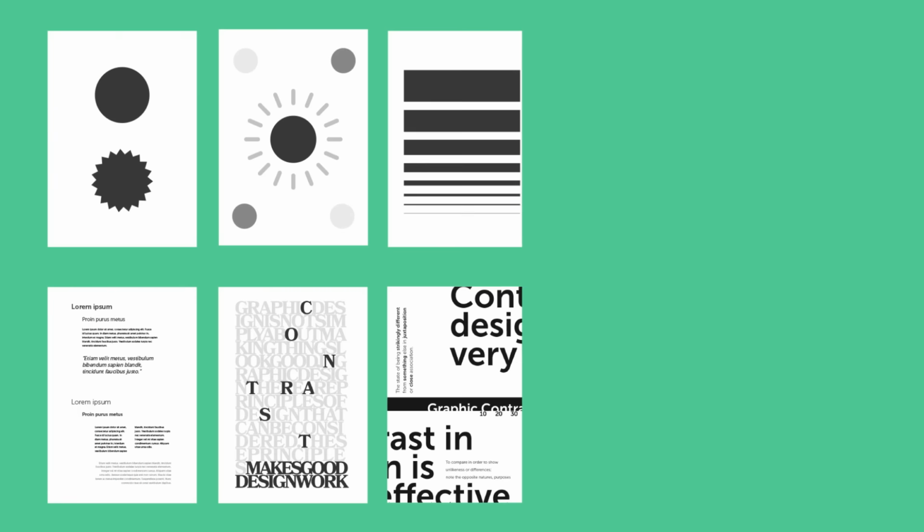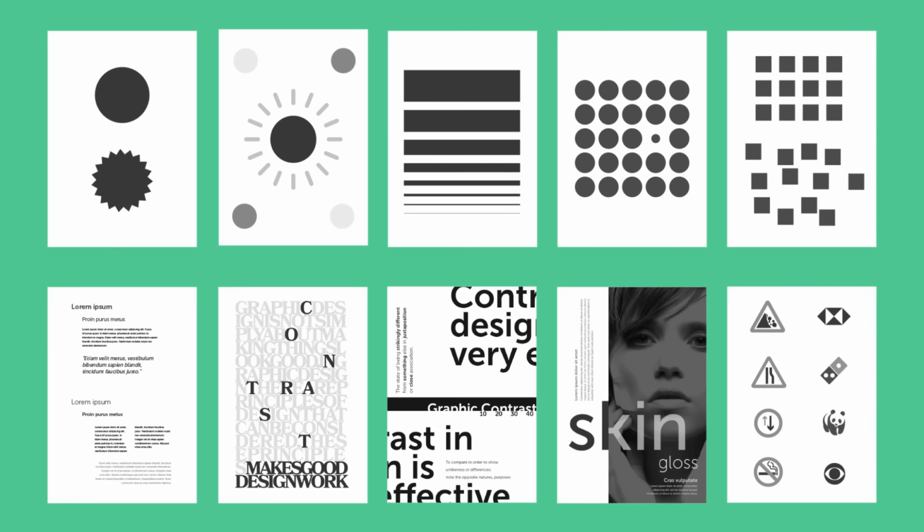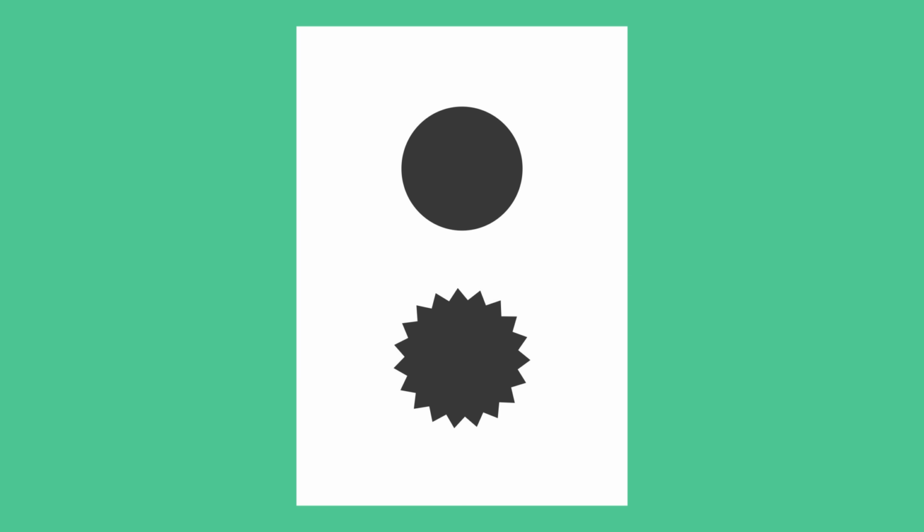Our eyes like contrast because it grabs our attention and makes it easier to digest and make sense of what we are seeing, which is why it can be a strong method to communicate visually without the presence of type. So looking at the PDF here, I have a few examples of contrast and how contrast can be used in design. First is contrast in shapes.